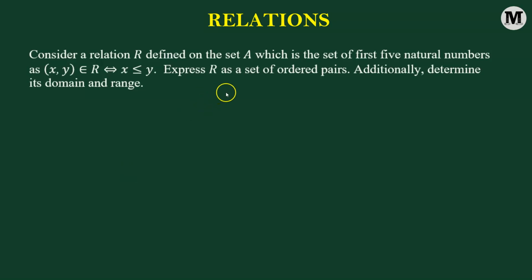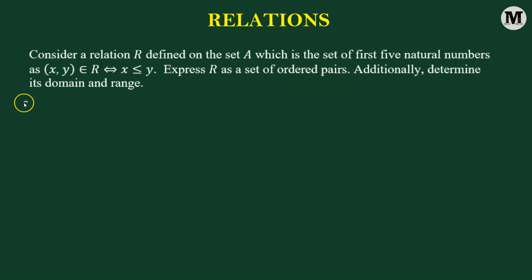Consider a relation R defined on the set A, which is the set of first 5 natural numbers, and the relation is defined as the ordered pair (x, y) belongs to the relation if and only if x is less than or equal to y. Express R as a set of ordered pairs and additionally determine its domain and range.